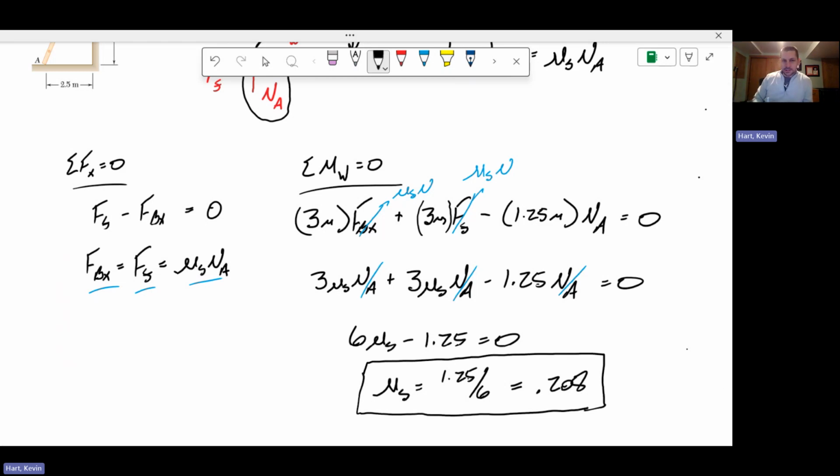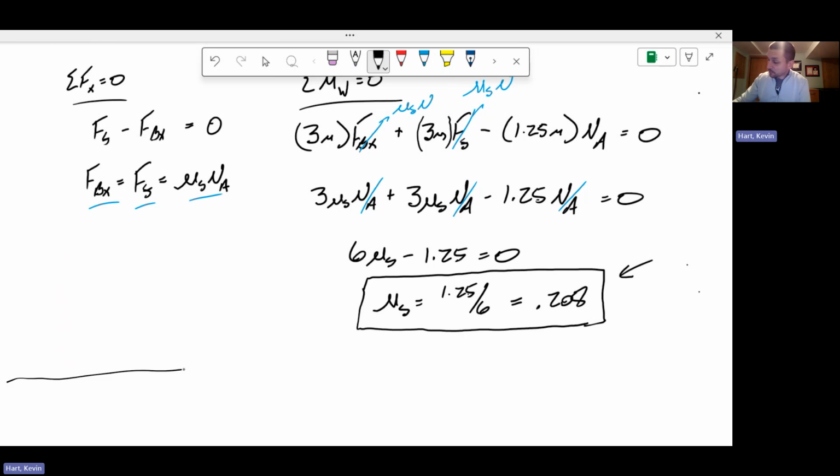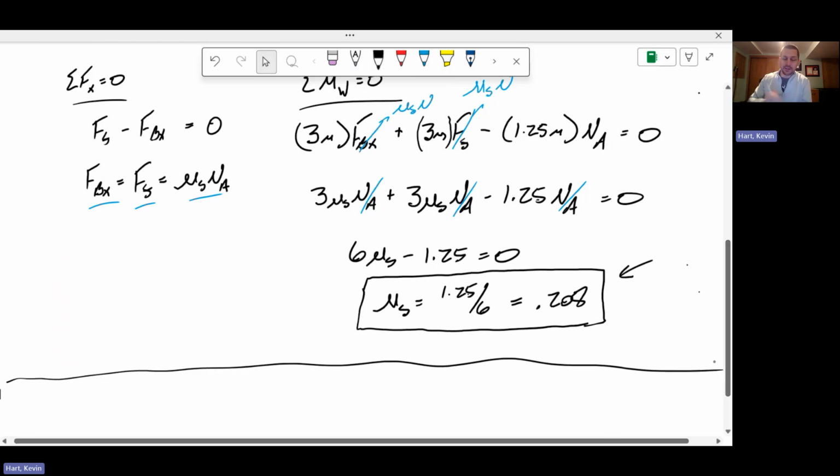There were some very strategic choices about where we made the moment. And you could go through this with sum of the forces in Y as well. You'd have a W hanging out around there for quite a long time, but eventually it would cancel out and you would get to this particular point. So that's that example problem, determining the minimum static coefficient of friction required for equilibrium.